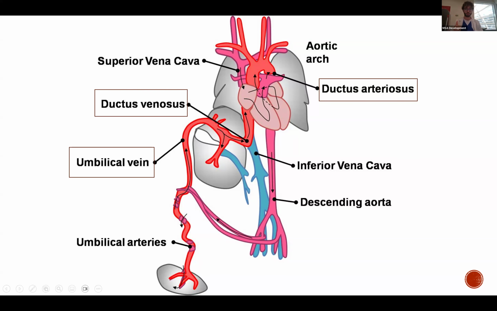As we said, the left recurrent laryngeal nerve will hang on to the left ductus arteriosus, but the right recurrent laryngeal nerve will hang on to the right subclavian artery.